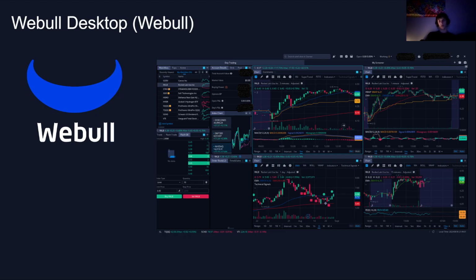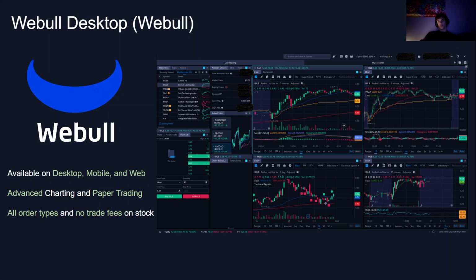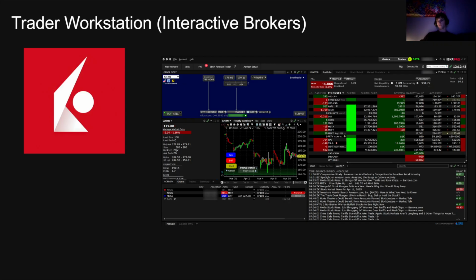Webull Desktop by Webull is going to be sort of the second best option to Thinkorswim. It's sort of a newer option, and they are on desktop, mobile, and web. They have advanced charting and paper trading. They have all order types, no trade fees. They have free market data, and the only thing that they're really lacking is custom scripting. But if you're going to be charting on a different platform, it really doesn't matter whatsoever, and Webull is going to be a very solid option for that.